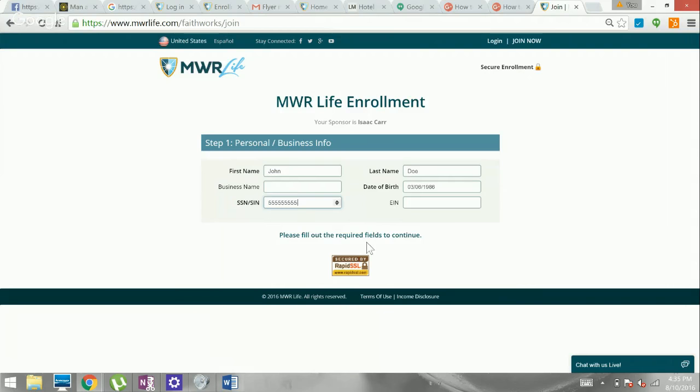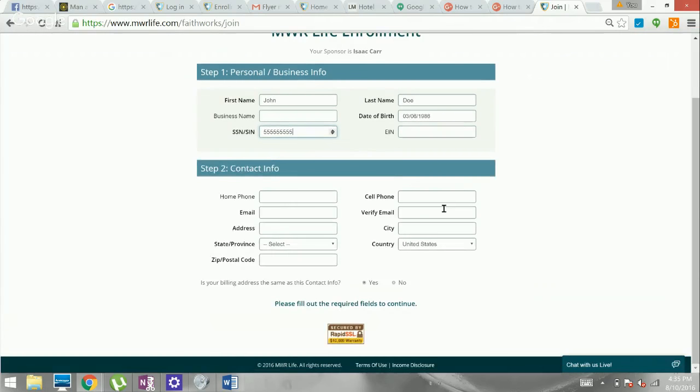Sometimes people will ask you, why do I need my social? Well, it's in order for this to be legal. We're going to pay you, so the company's going to give you a 1099 every year, and they need the social so that they can give you those tax documents. And some people ask, what about business name? You don't have to fill this out. You can leave that blank. EIN also, you can leave that blank. That's for people who are signing up under a business name.